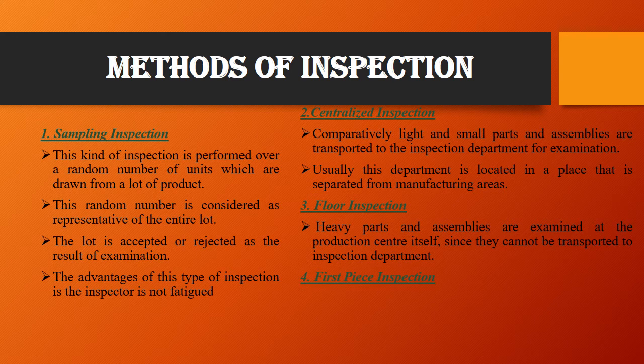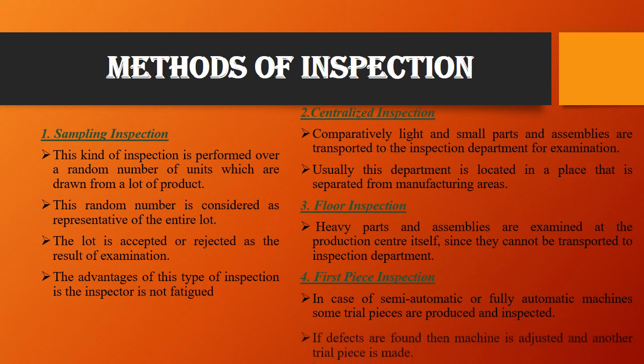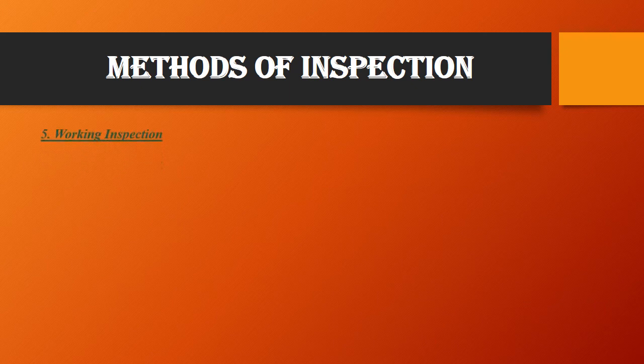Fourth type of inspection is first piece inspection. In case of semi-automatic or fully automatic machines, some trial pieces are produced and inspected. If defects are found, then the machine is adjusted and another trial piece is made. This type of inspection is known as first piece inspection.